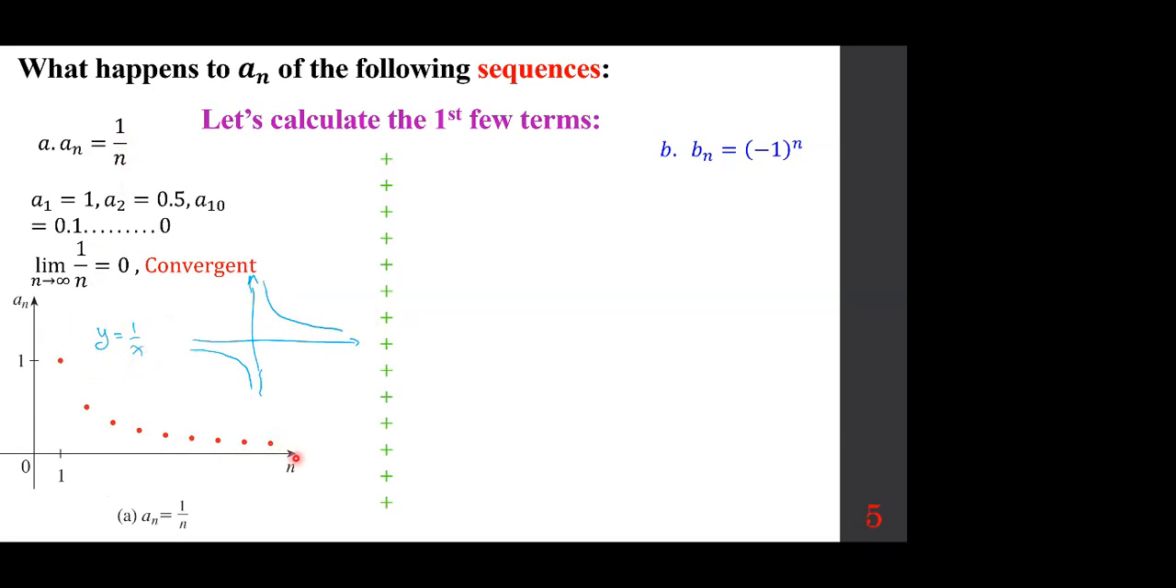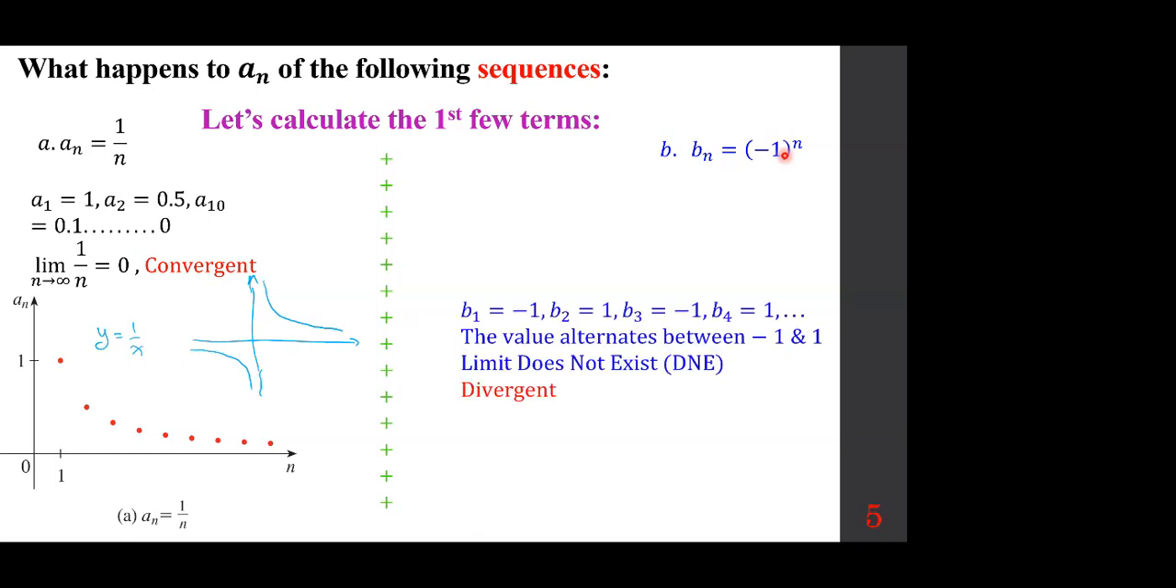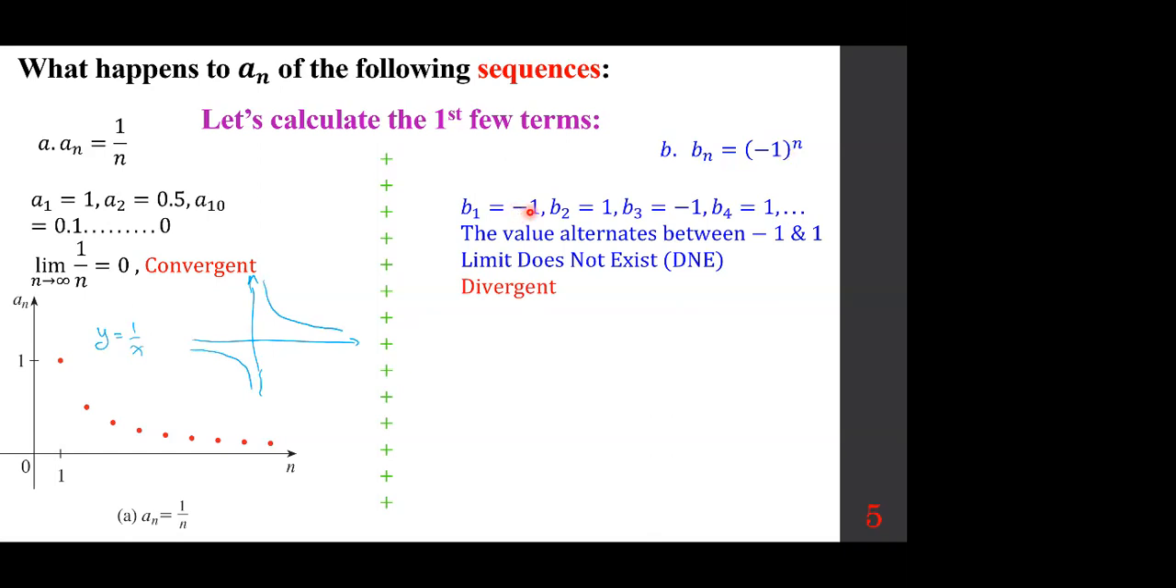All right, now, what about this one? If we replace the n with 1, we get negative 1 to the power of 1, which is negative 1. But if you change the n to 2, you get positive 1. In fact, you get negative 1 anytime n is odd, and you get positive 1 when n is even. So what does it mean? It doesn't settle down. Because the numbers change from one to another and they keep on changing, the limit does not exist, and it's divergent.